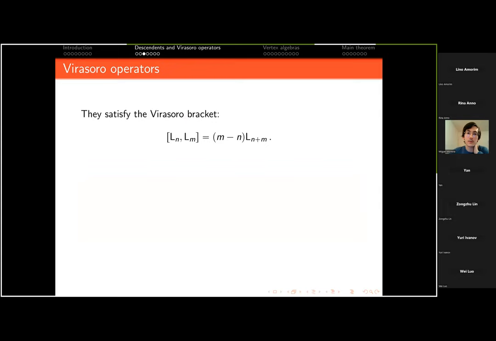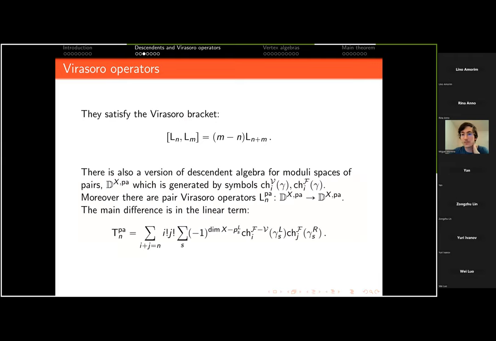Okay. So, as I said, this satisfies the Virasoro brackets, and so they define the representation of half of the Virasoro Lie algebra. And something that I'll just mention quickly, you can also set up things so that it's natural to also study moduli spaces of pairs with this language. So you can take a descendant algebra, which will basically be dx tensor with dx. So it will be generated by symbols of two kinds, chiv and chif.